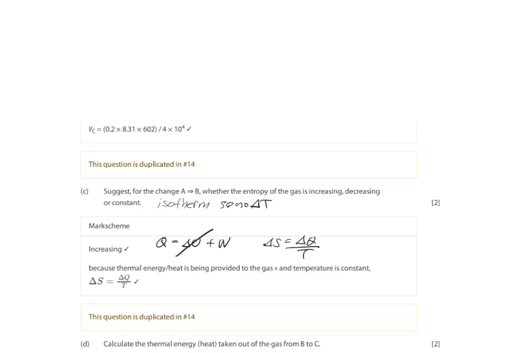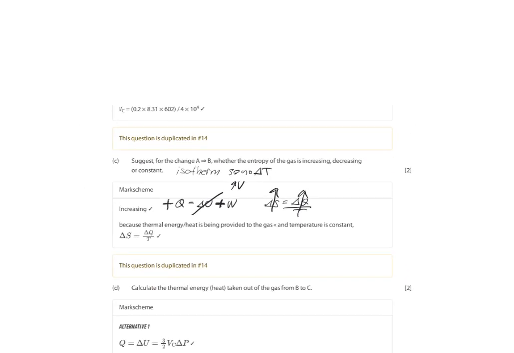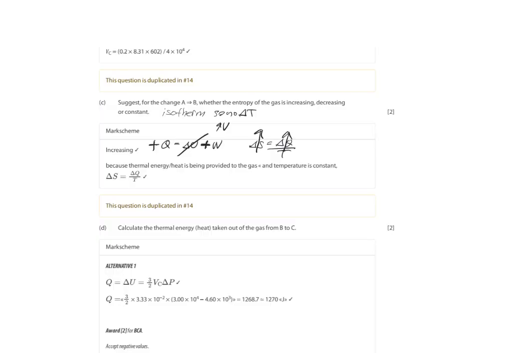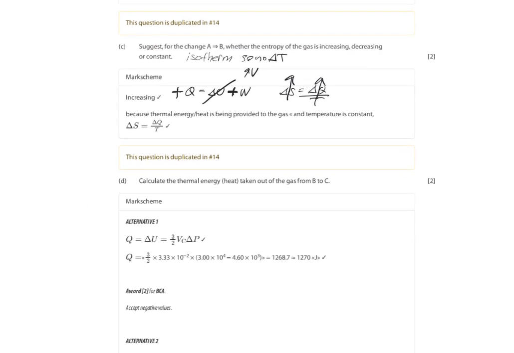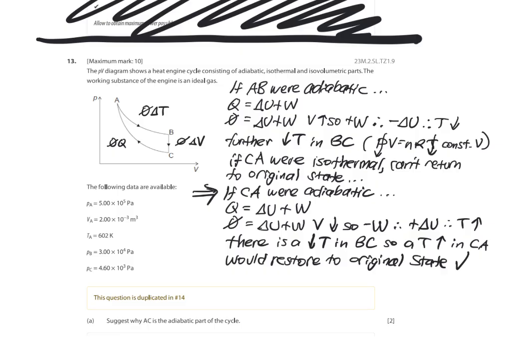With no delta T, we're going to have no delta U. And we know we have an increasing volume, so that means I'm going to have positive work, which means I'm going to have positive heat. Positive heat is a heat increase, and at a constant temperature, being the isotherm, we're going to have an increase in the entropy. All right, D. Calculate the thermal energy taken out of the gas from B to C.